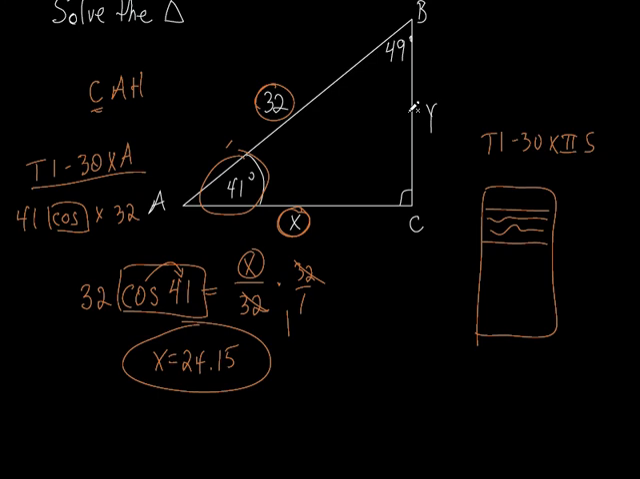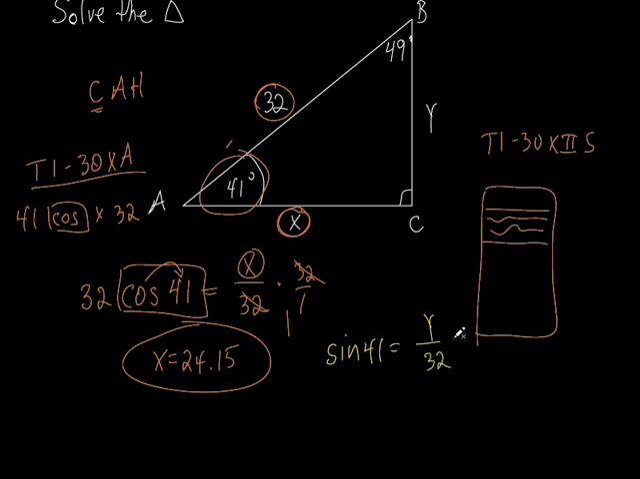So look, I've got 32. I've got this. This is opposite. This is hypotenuse. Which trig function do you want to use? It's the only one I can use. I don't want to use TOA. Well, I know what x is, but let's use the original numbers that they gave us. So the sine of 41 equals opposite over hypotenuse. Opposite is y. Hypotenuse is 32.